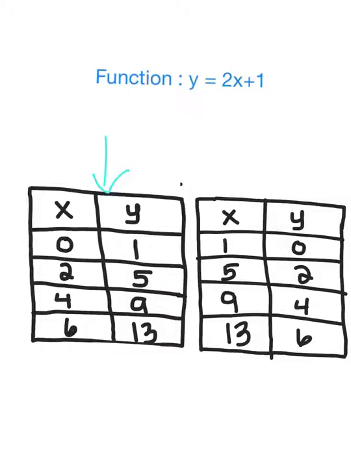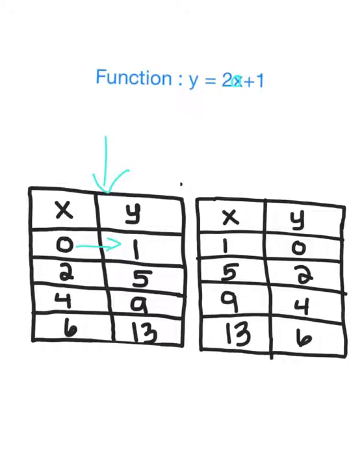So we're going to plug 0 in for x. So 2 times 0 plus 1 equals 1. So you just plug it in like that. If we're going to plug 2 in for x next, it's going to be 2 times 2 plus 1, which equals 5. 4 times 2 equals 8 plus 1 equals 9. 6 times 2 equals 12 plus 1 equals 13.